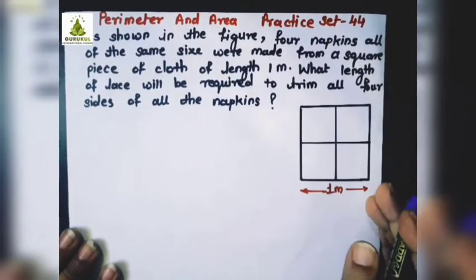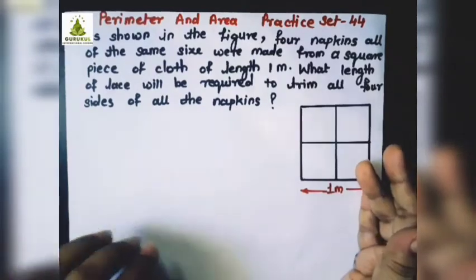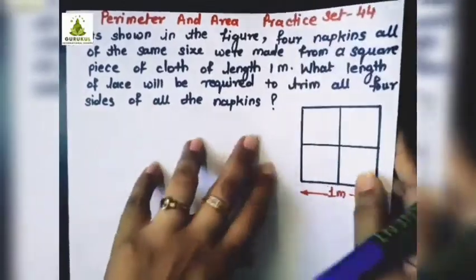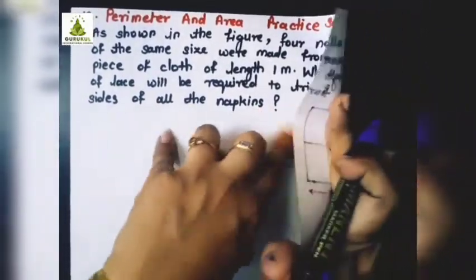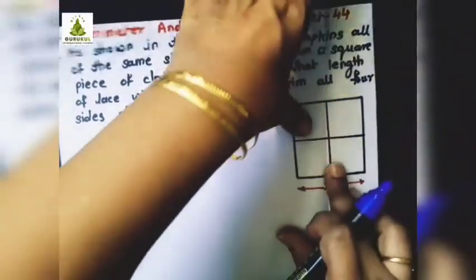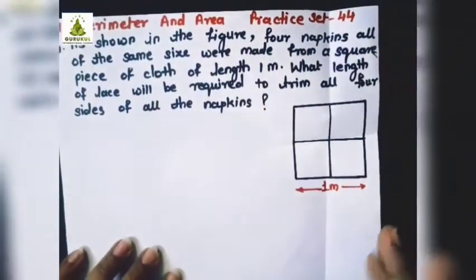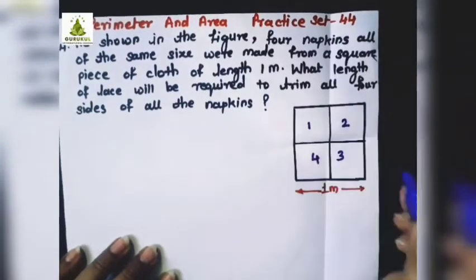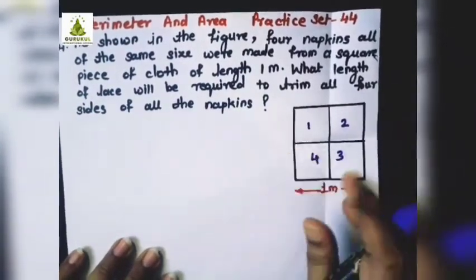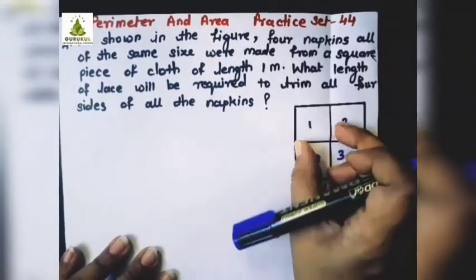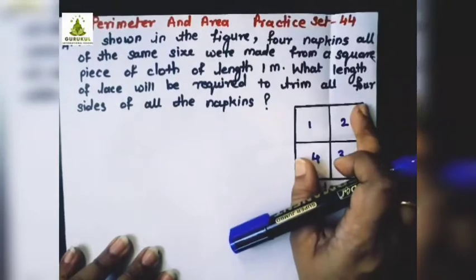So if 4 napkins are to be made, obviously it has to be folded in between. Okay, so this figure has to be folded at this place. Okay, like this. Here only I will fold and show you. So, like this. Okay, so you can see here 1, 2 and 3, 4, like this, means from one square 4 parts can be made, and we have to find out the perimeter of each small square, correct?